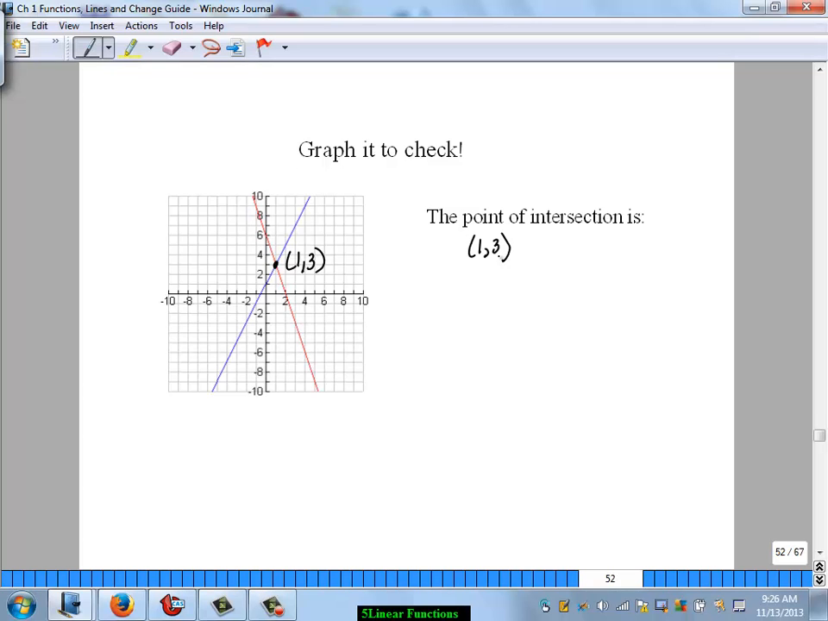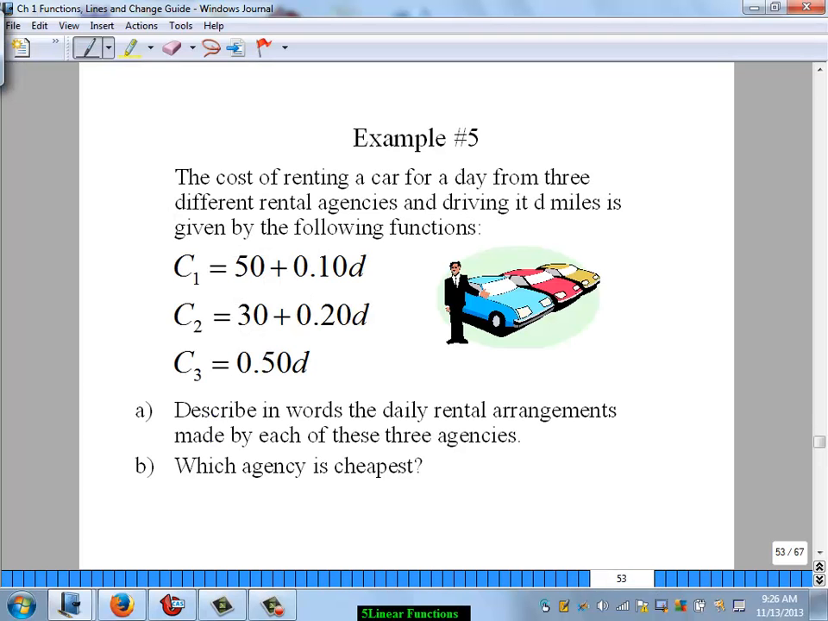All right, let's talk about something in the real world, and this is the cost of renting a car for a day for 3 different rental agencies. Driving D miles, and C is the cost. All right, so I always tell you to label everything. So this is the cost of all of them, and it's usually in dollars. And D is in miles, even though it makes it sound like it's days, but it's miles.